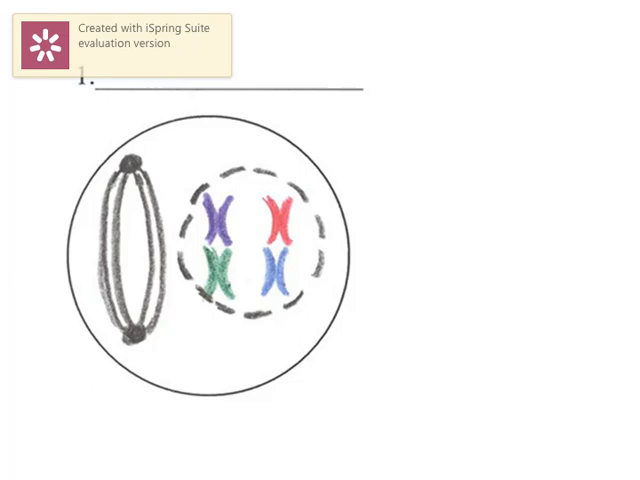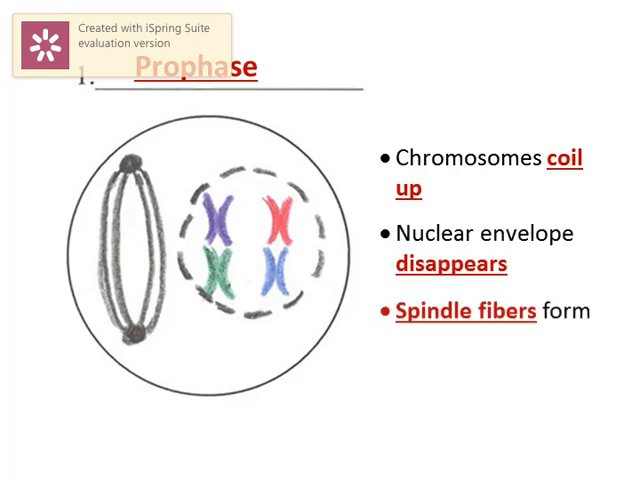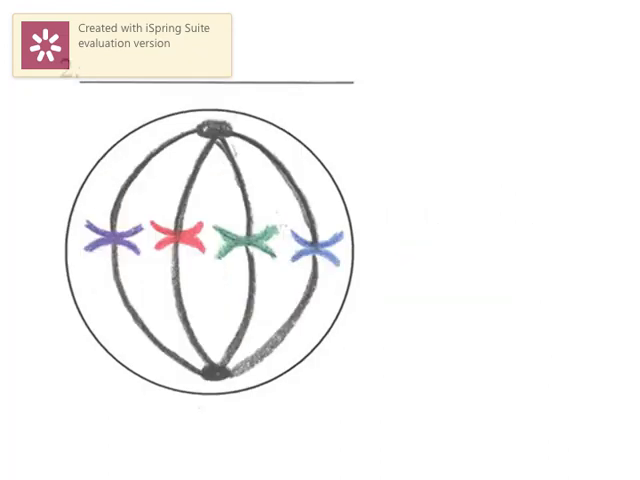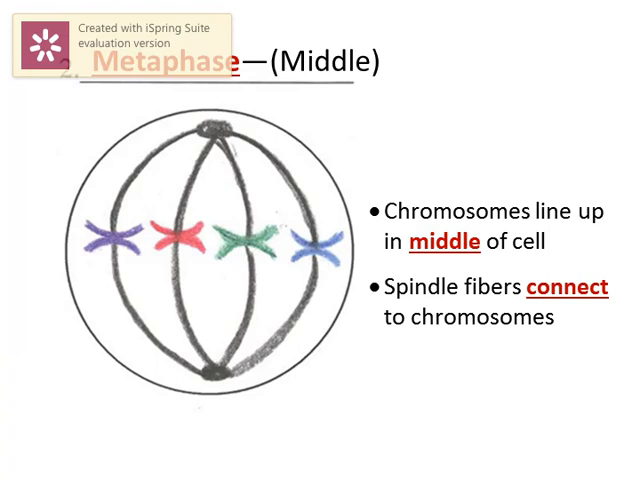So we have to identify the various stages of the mitosis. The first stage is prophase. In prophase, chromosomes coil up, that is, start to condense. The nuclear envelope starts to disappear. Spindle fibers start to form due to the division of the centrosome into centrioles. The second stage, identify this. This is the metaphase. In metaphase, chromosomes are lined up in the middle of the cell, that is at the equator. Second, the spindle fibers connect to the chromosomes' centromere.